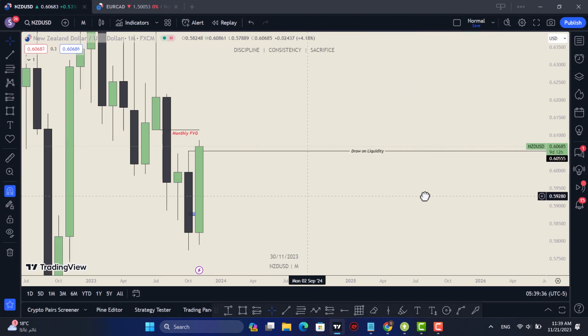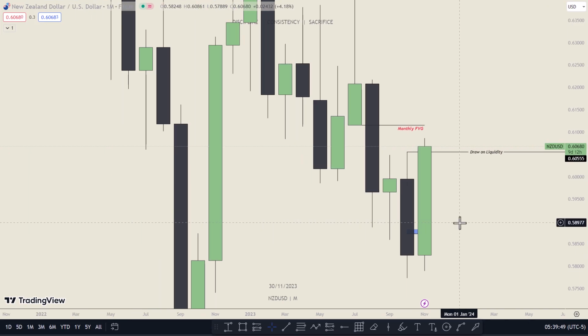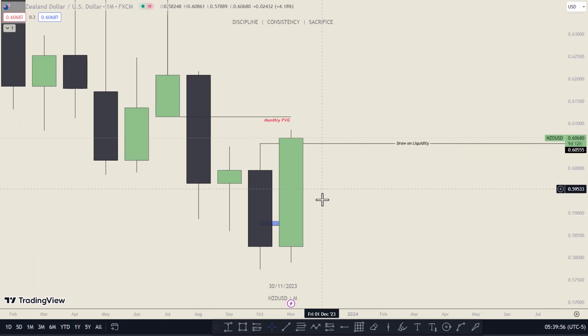I will also discuss how to use inverted fair value gaps to determine the bias and to use them as a point of interest. I covered this in detail in my latest video, so this one will serve as a live example. And now, let's dive into the charts.